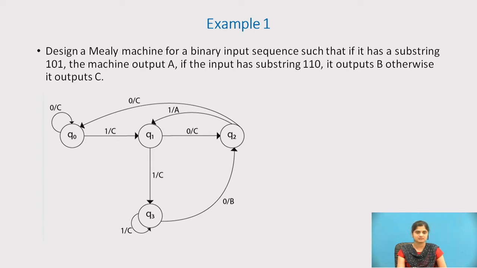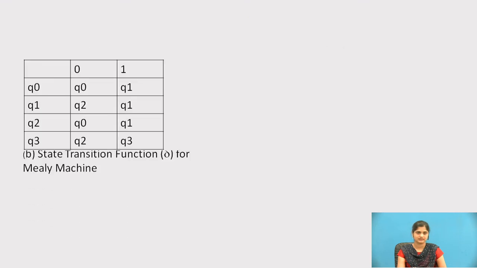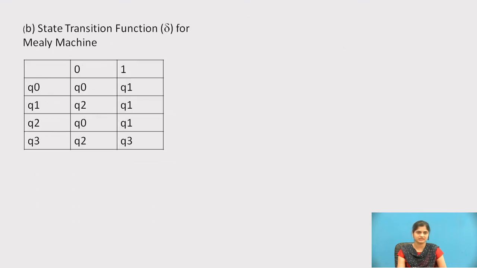Now again students can pause the video and draw the state transition diagram or table, then the output function table and the table depicting both the transition as well as the output function. Now the state transition function for the Mealy machine. We are having 4 states Q0, Q1, Q2, Q3 and we are having the 2 symbols 0 and 1. If input 0 is given to Q0, it is remaining in the state Q0. If 1 is given to the state Q0, it is moving towards the state Q1. And same way for states Q1, Q2 and Q3.